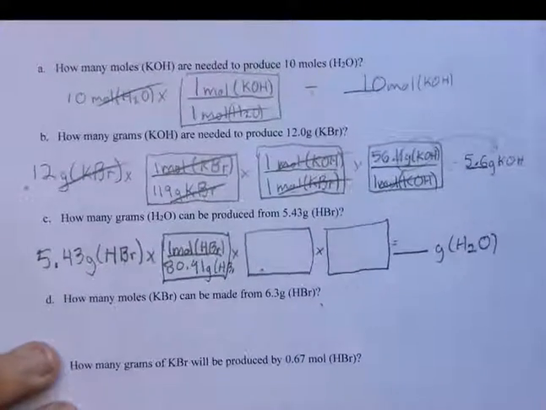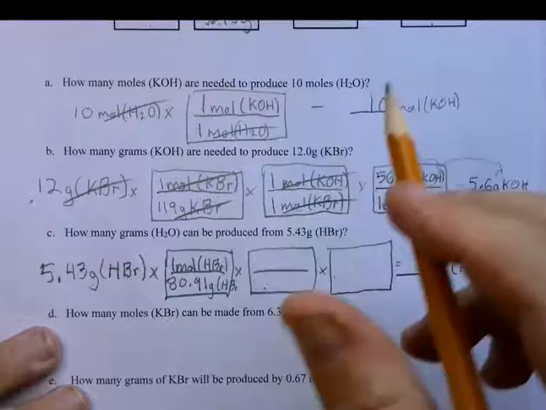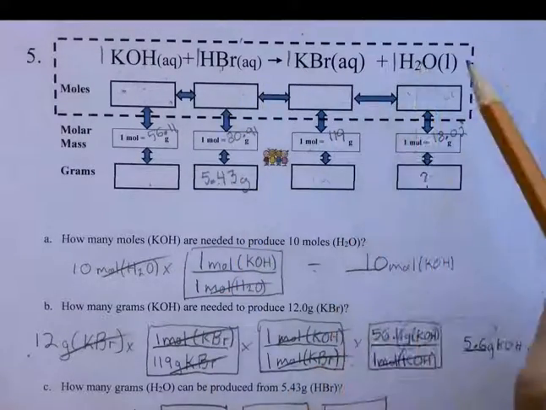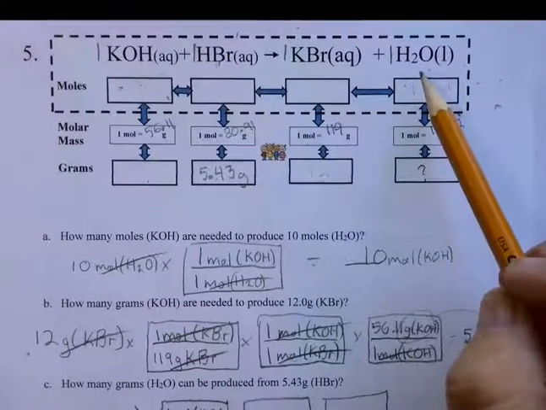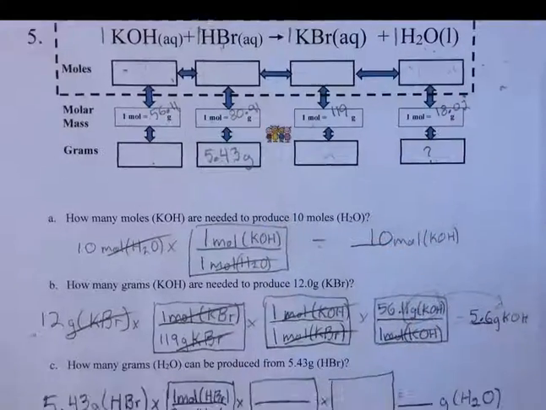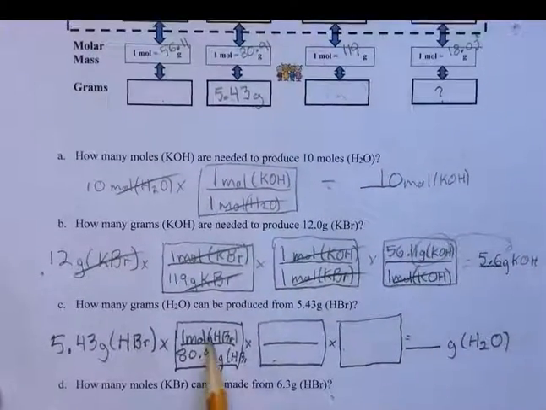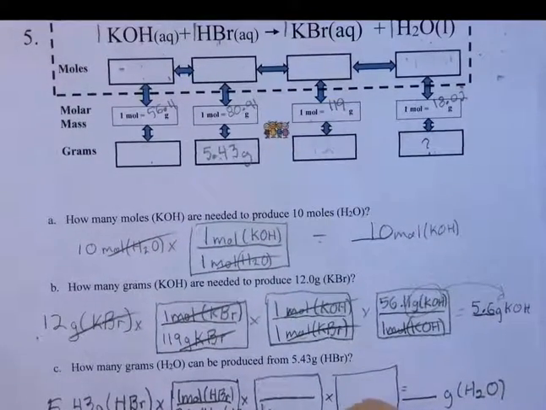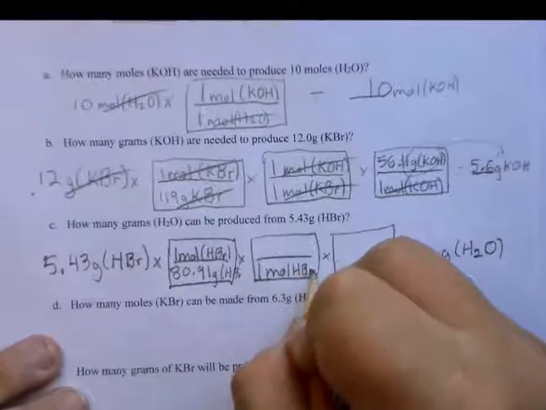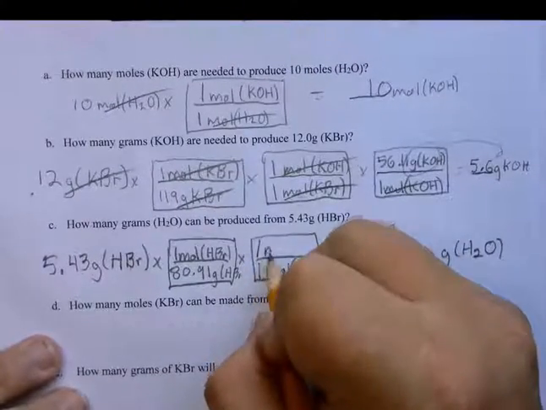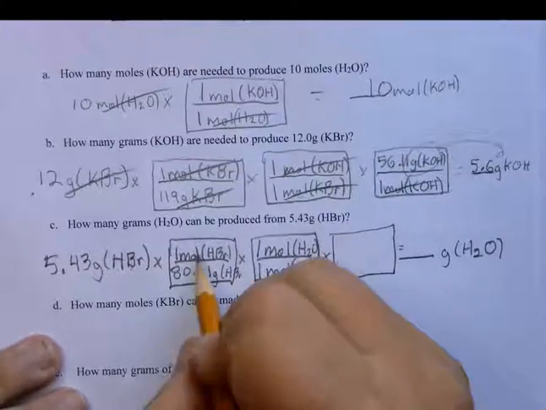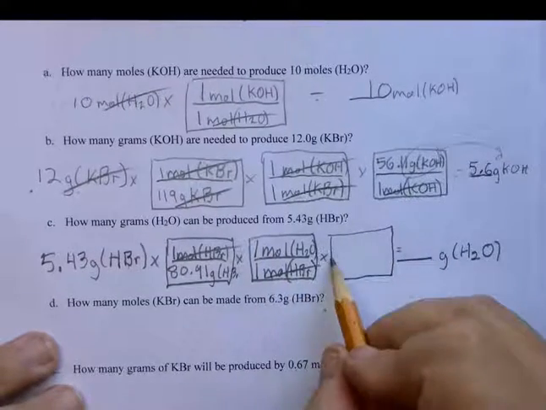Okay. Now we need to go moles to moles, so from HBr to H2O. Okay. So it's 1 to 1. That makes things really easy for us. So we need moles of HBr on the bottom. So it's 1 mole of HBr and 1 mole of H2O. Moles of HBr cancels, and now we're at our final conversion.